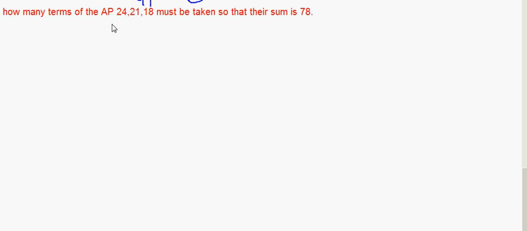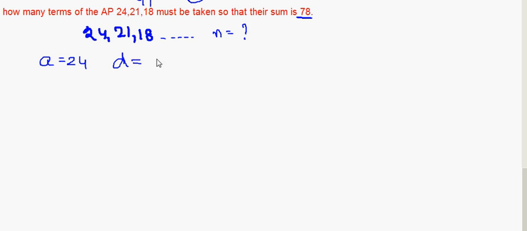The question says the AP is 24, 21, 18. Oh god, it's a bit thick. Let me use a smaller, thinner liner to use. How many terms of this AP should be taken to give a sum of 78? That means they are asking about how to find the number of terms taken. A is given to be 24. For d, as it is already informed to be an AP, just one calculation will be enough. A2 minus A1 is minus 3. So d is minus 3.